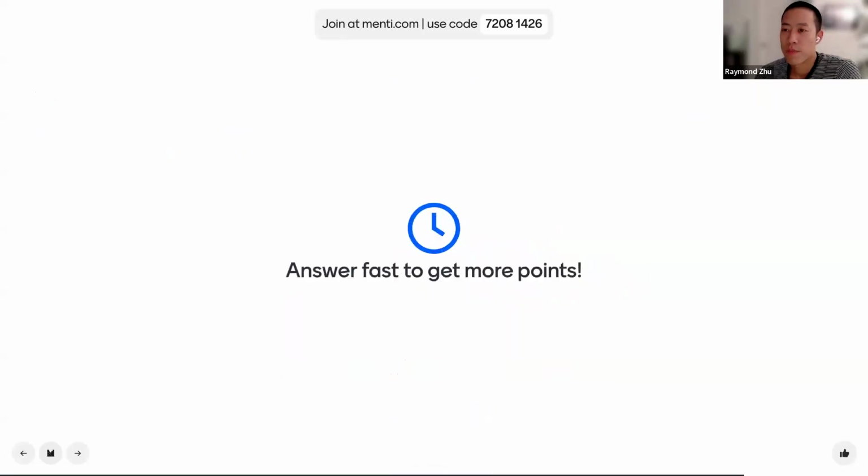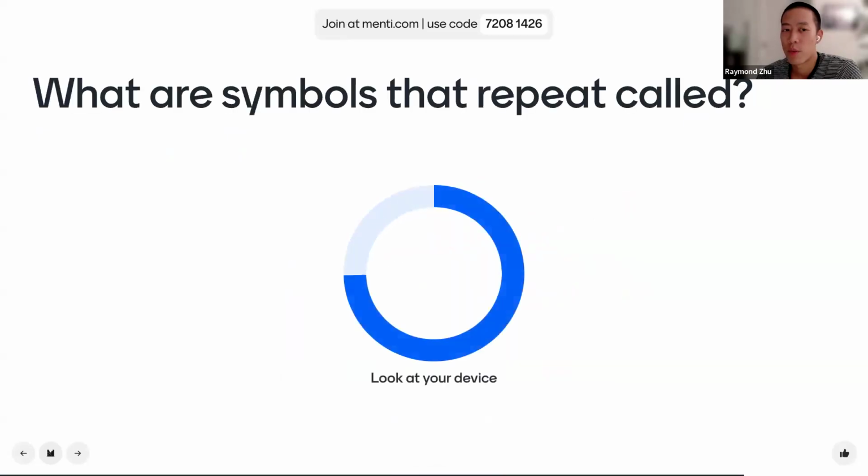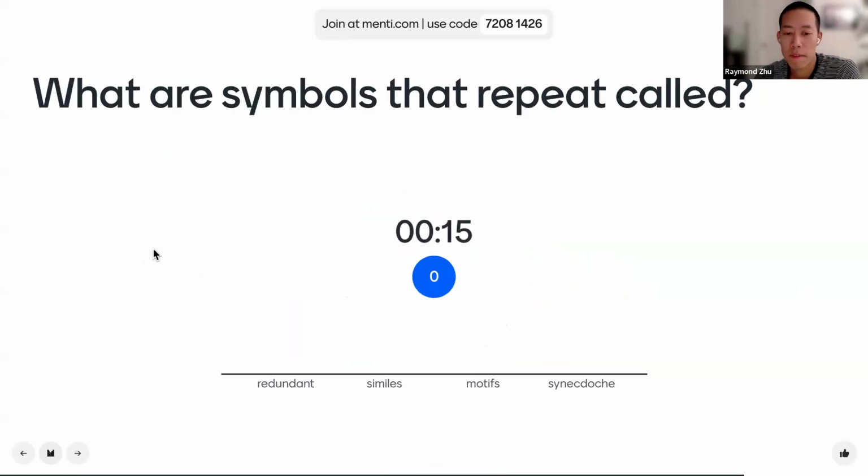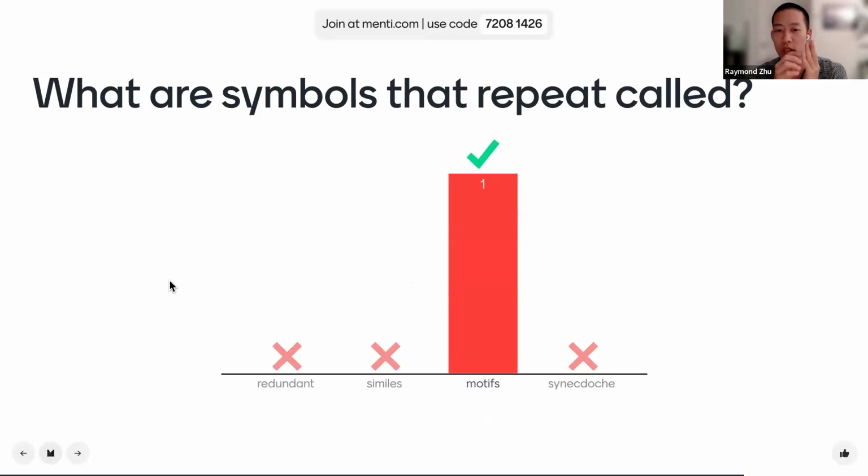Question 9 of 10. What are symbols that repeat called? Are they redundant? Are they similes? Are they motifs? Are they synecdoche? Motif. So we have one guess. I don't think anybody else guessed.